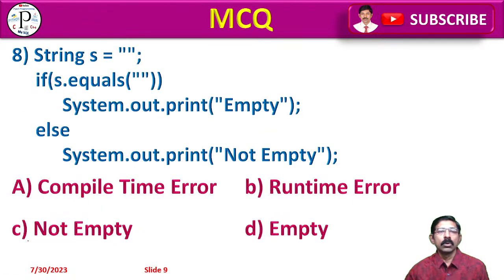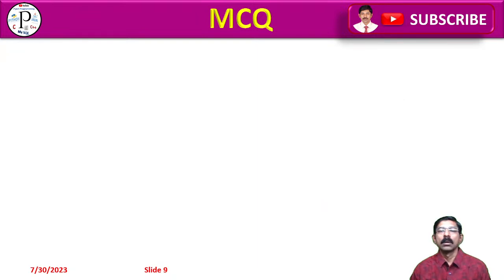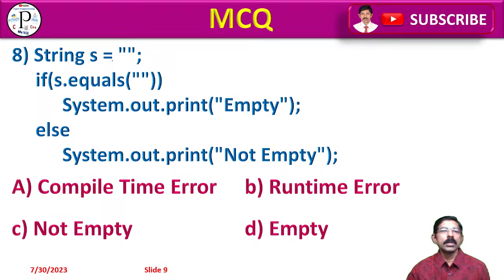Next, question number 8. Next question is in front of you. Yes, here also s is assigned null. Here I am comparing with the null only, and what will be the answer now?